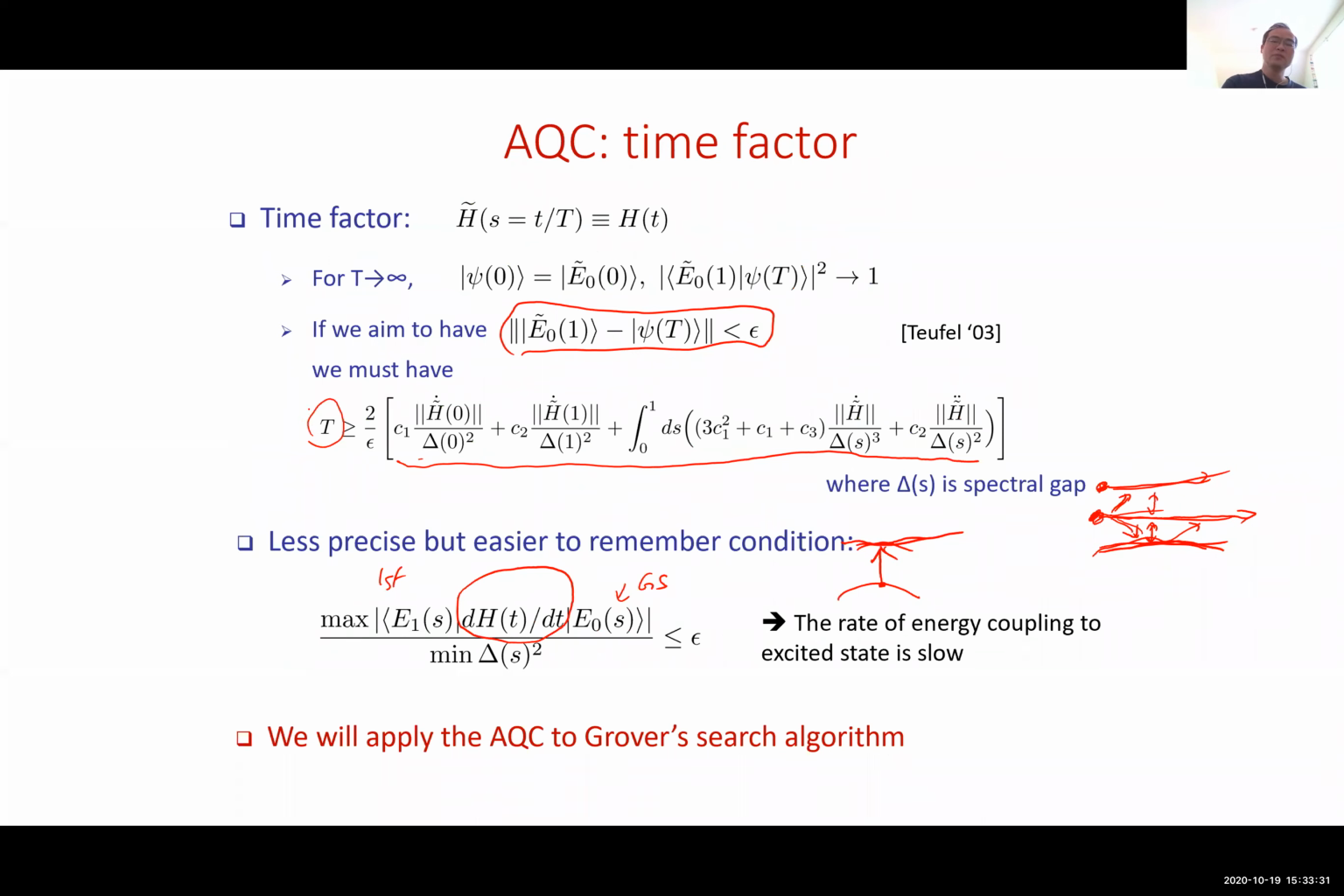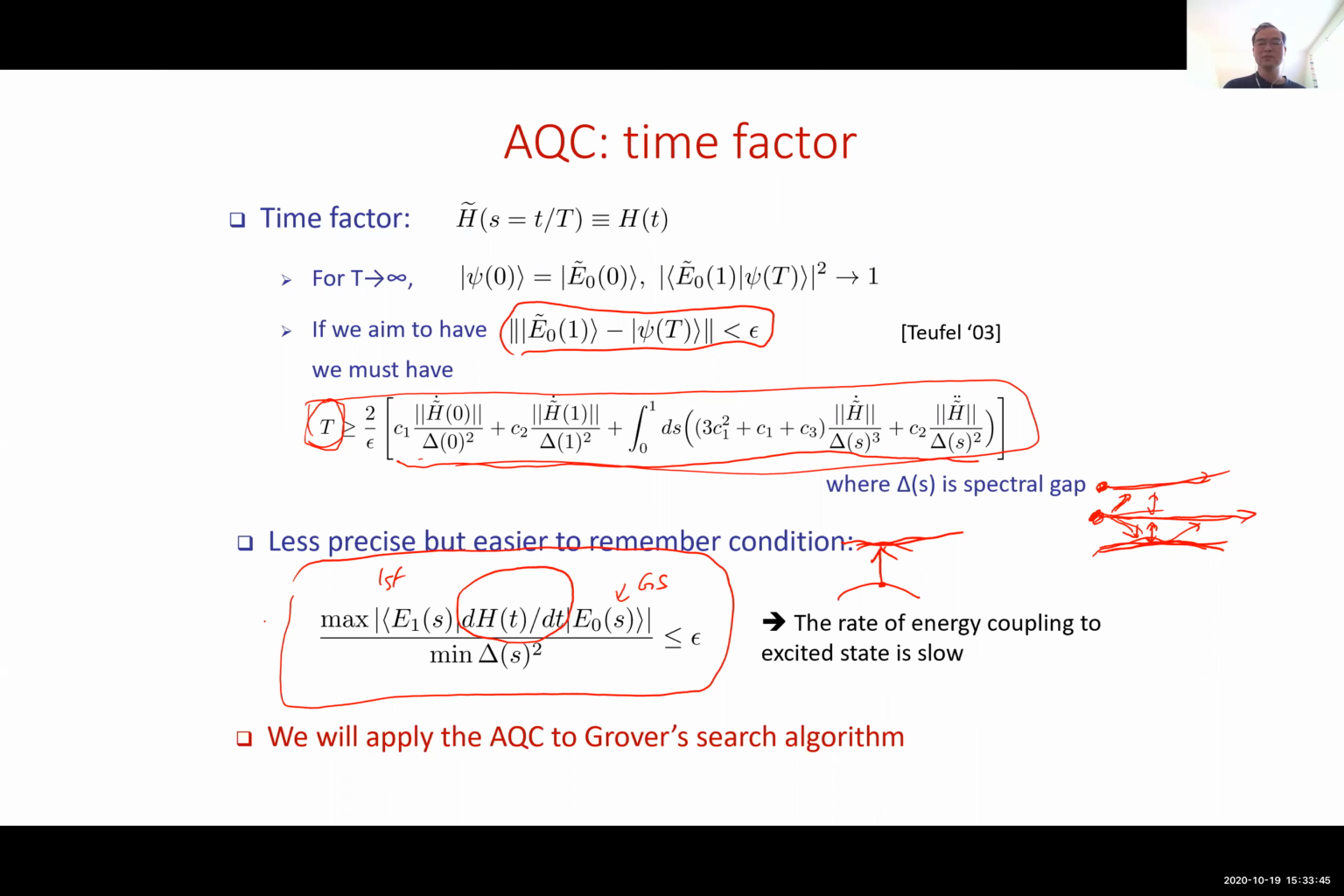This expression here is really precise. But if we ignore many details, this would suffice. This condition would be good enough for us. So we're going to apply this and look at one specific example of Grover. Any questions?